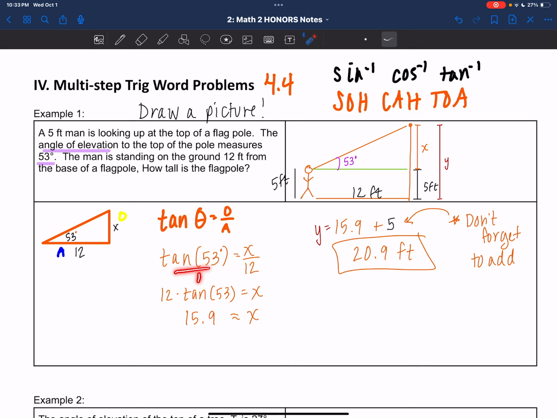And then now, remember it's over 1, cross multiply, you'll get 12 times tangent 53 equals x. Pop that into your calculator, you're going to get 15.9 equals x. So make sure your calculator's in degrees. Alright, so now I know that this portion right here is 15.9. So to get the total height, I'm going to do this plus this, which will give me 20.9. So remember to add it at the end because we want the height of the flagpole.